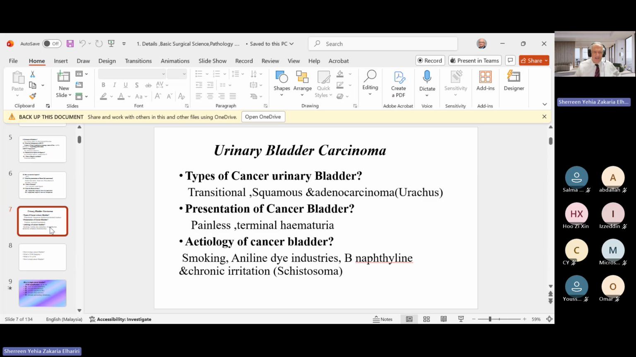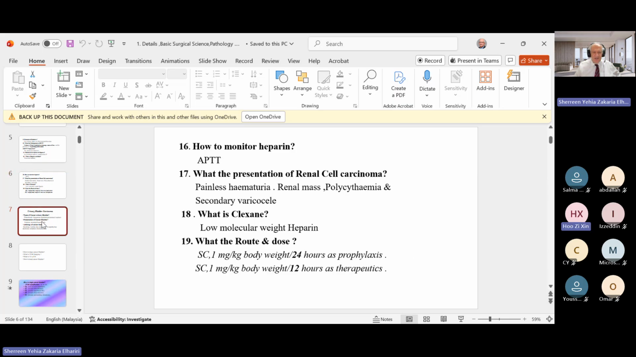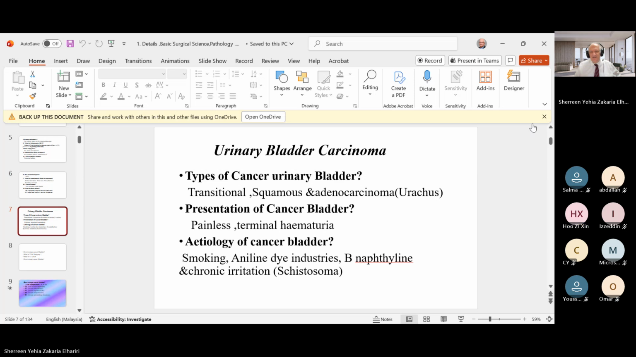What is the presentation? Usually the presentation of urinary bladder cancer is painless hematuria. Painless hematuria is the main presentation of renal and urinary bladder cancer, or terminal hematuria. What is the risk factor to cause urinary bladder cancer?